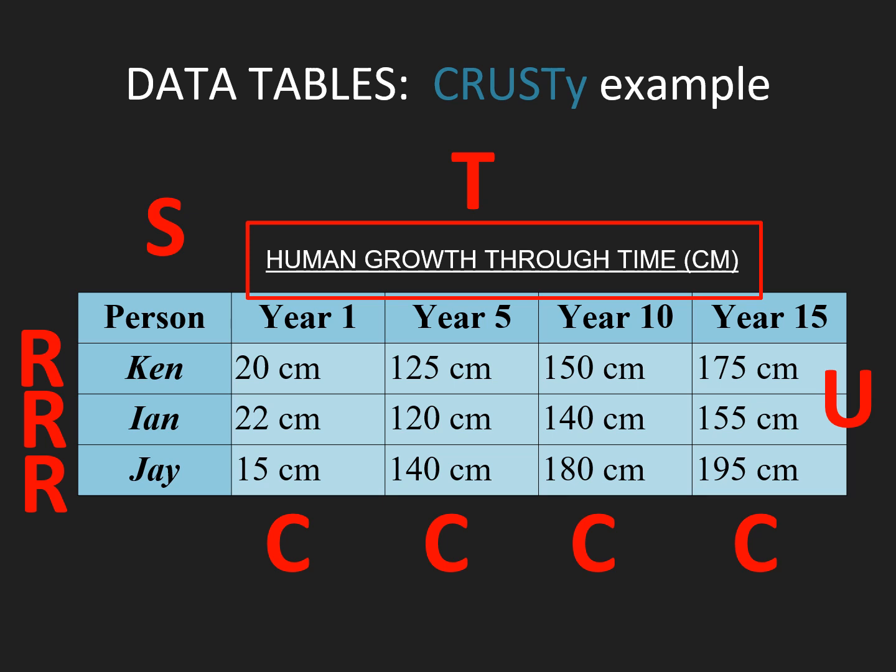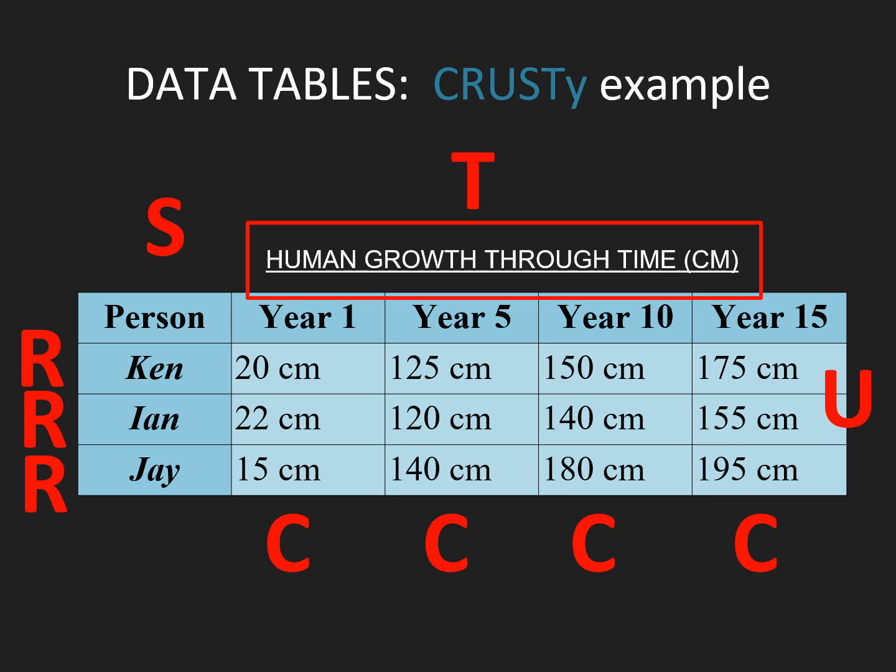Title works in the same kind of way. So a lot of times you can write it as the effect of my independent variable on my dependent variable, or in this case, it was more of the dependent variable being affected by the independent variable. So in this case, our independent variable is time, and our dependent variable is growth. So they did human growth being affected by time.